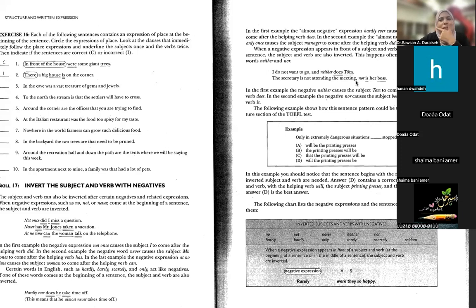Okay, so let's take a look at these sentences that we have talked about right now. Let's see what the writer of the book says. He says, in the first example, the negative neither causes the subject, Tom, to come after the helping verb, does. In the second example, the negative nor, which is a negative word, means and negative. I told you guys, that's what it really means. It causes the subject boss to come after the verb is. So this is the verb is, then we have the subject, boss or her boss, if you want to call it, it's fine.